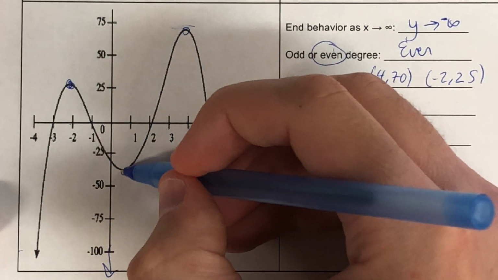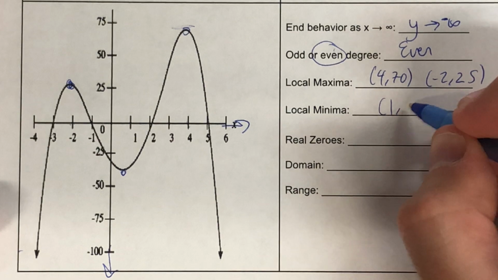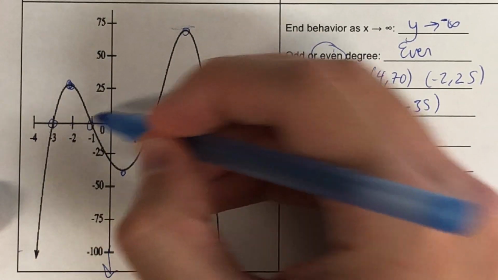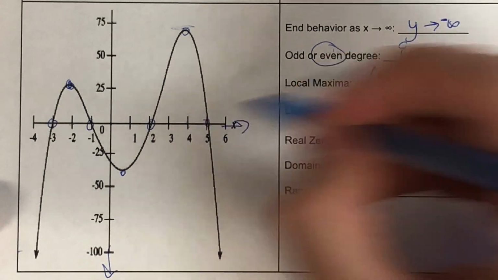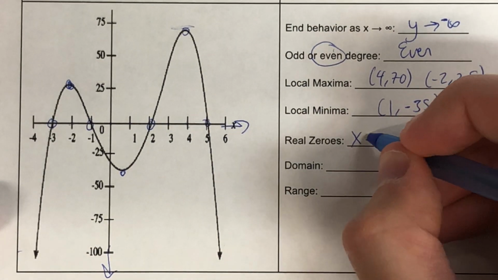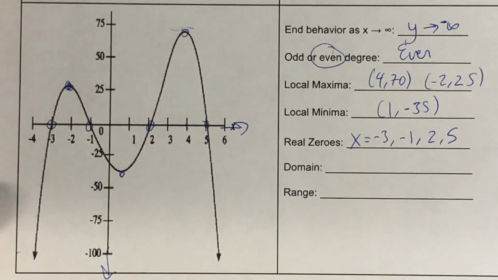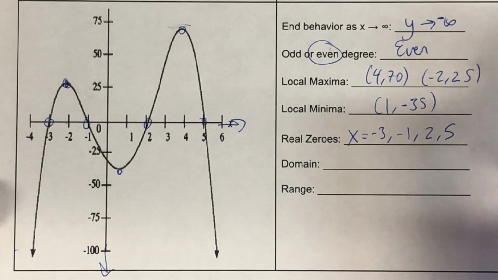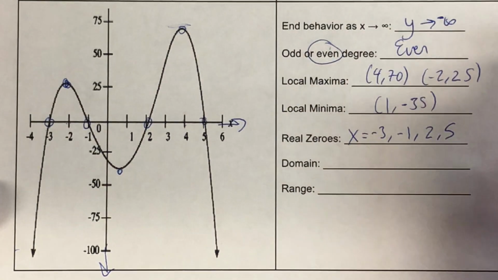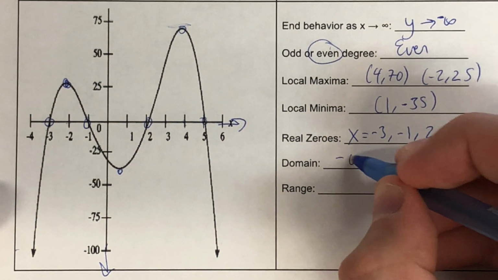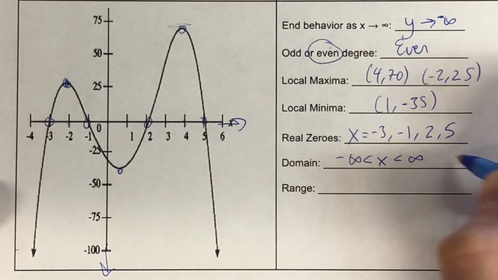Local minima, low points here at 1, negative 35-ish. Zeros at negative 3, 1, 2, and 5. You could also write your zeros like that. Domain, all possible x values. So there aren't any restrictions, so that is all real numbers.